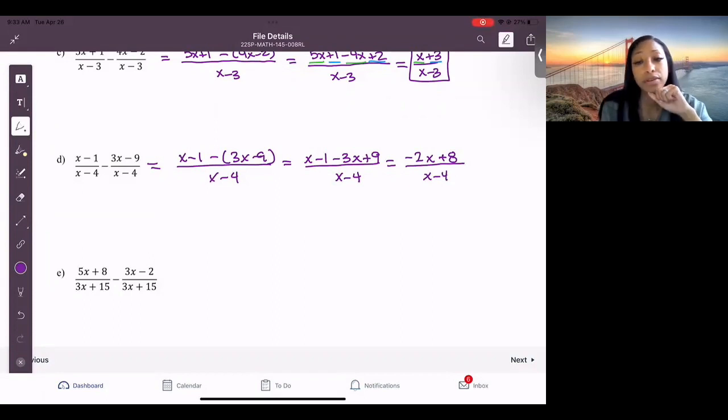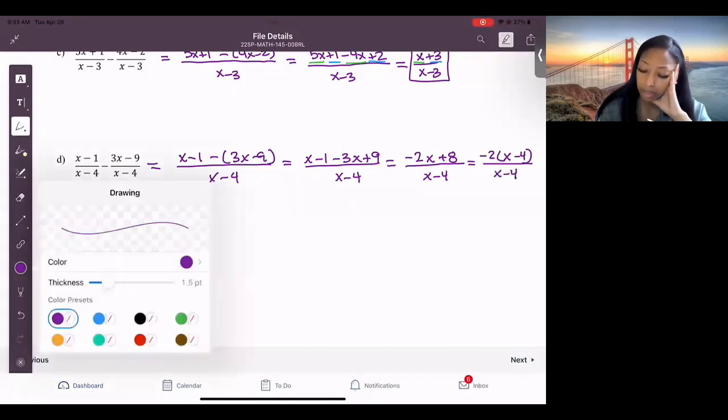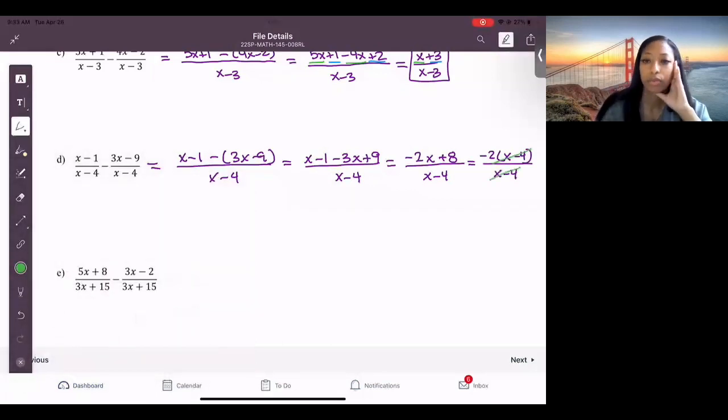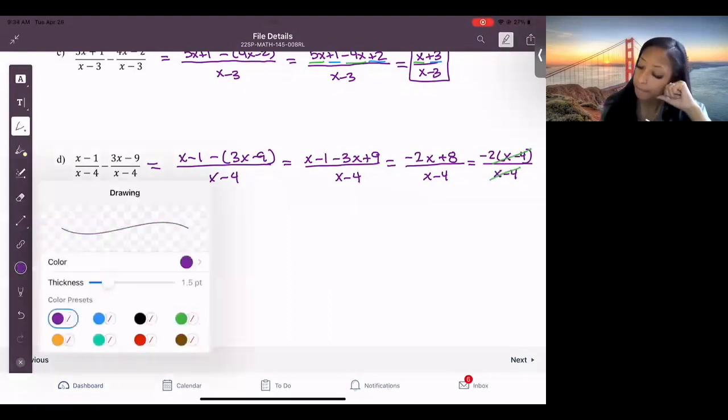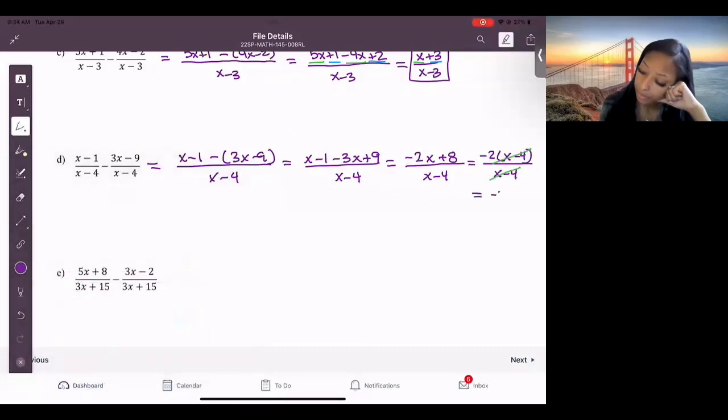All right, from here we want to factor. You need to be very careful with factoring your numerator. We can factor out a negative 2, and that will leave us with x minus 4. So negative 2 times x minus 4 is what our numerator factors to. And for our denominator, it's still just x minus 4. So we cancel out the x minus 4s in the numerator and denominator. And finally, we're just left with a negative 2 as our answer, or negative 2 over 1, which simplifies to negative 2.